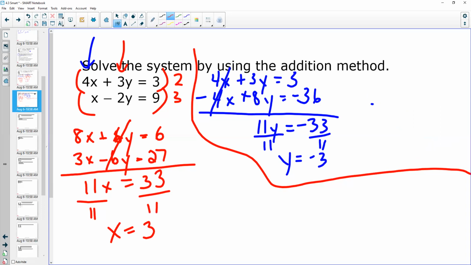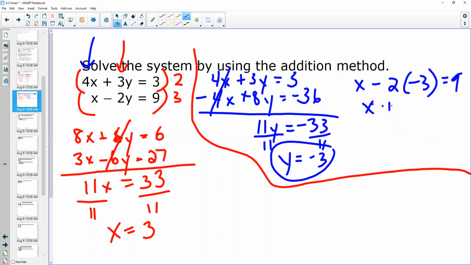Here's what went wrong. This is why we all do algebra and we check our work. Because I solved for y and then I put it in for x, like a goofball. So I have x minus 2 times -3. That's so much better, equals 9. x plus 6 equals 9, minus 6. x equals 3. See, I knew something wasn't right.